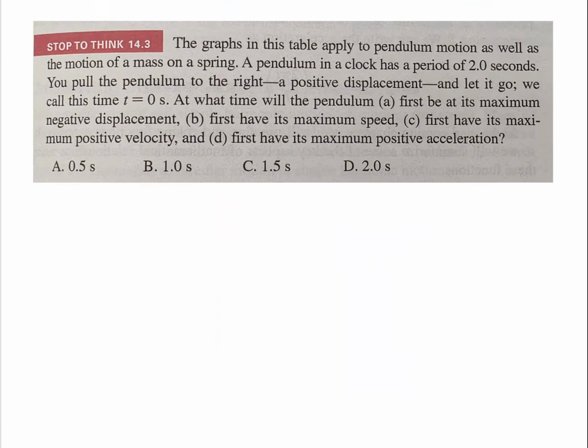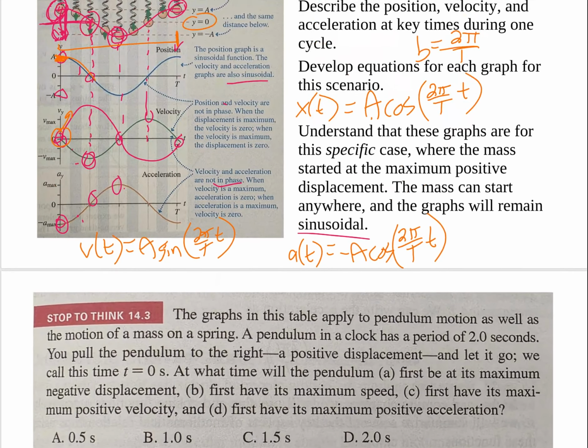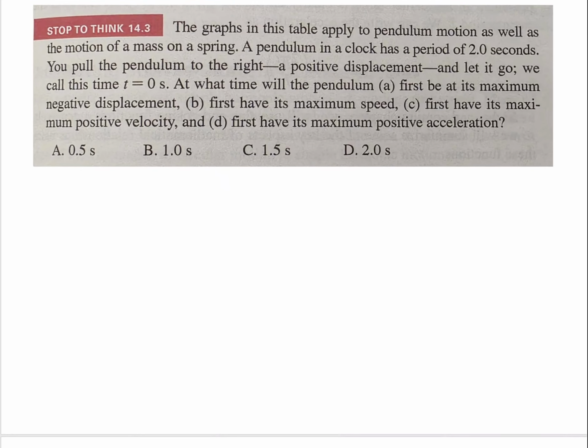The graphs in the table that I just had apply to pendulum motion as well as the motion of a mass on a spring. That's why we use the mass on a spring so much. So anyway, a pendulum in a clock has a period of 2 seconds. You pull the pendulum to the right, which is a positive displacement, and let it go. We call that time t equals 0 seconds. If I just draw a picture of that, this is the equilibrium position right here. I pull the pendulum to the right, so maybe it looks like that, and I let it go.